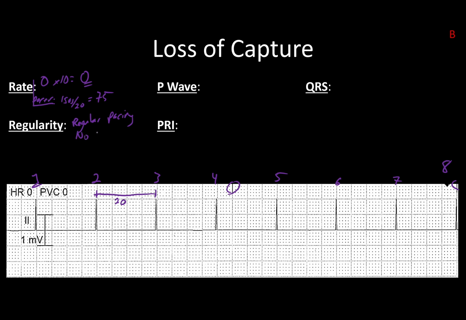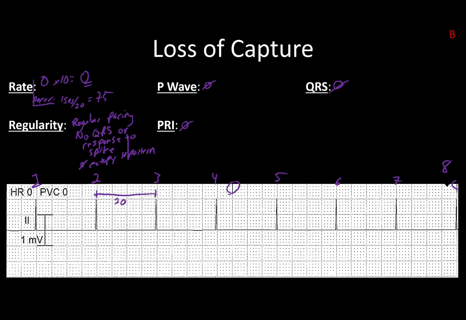No QRS or response at all, honestly, to spike. And of course no ectopy and no pattern. So in terms of P waves, there's nothing. In terms of PRIs, there's nothing. And in terms of QRS, there is nothing. We just have pacer spikes, but no depolarization.